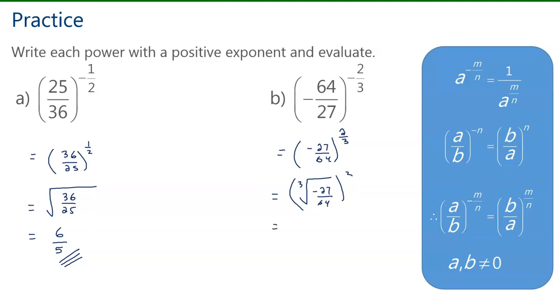And the cube root of -27 over 64, well, the cube root of -27 is -3. The cube root of 64 is 4, and this will be all squared. We end up with -3 squared all over 4 squared. -3 squared is 9, 4 squared is 16, and we are done.